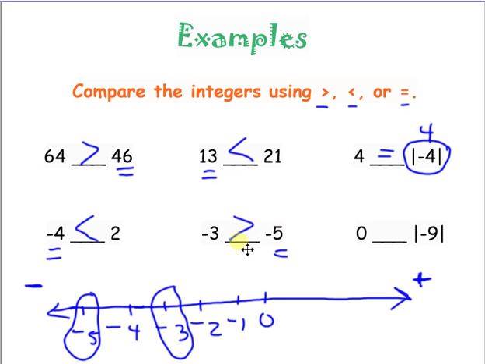This sign is called the greater than sign because it's saying -3 is greater than -5. Okay? Then we have this guy right here. We have an absolute value. Circle the absolute value. What's the absolute value of -9? 9. So I have 0 compared to 9. Which one's smaller? The 0 is smaller. So I'm going to choose the sign with the little tip pointing to the 0. And this says 0 is less than 9.